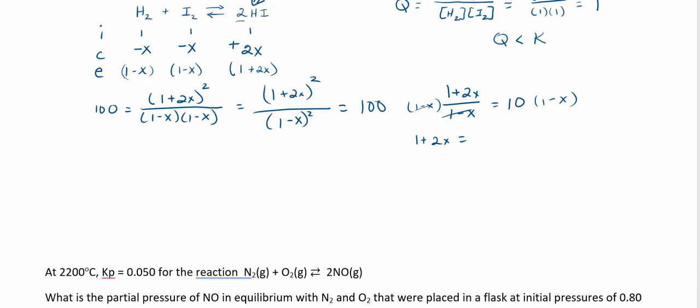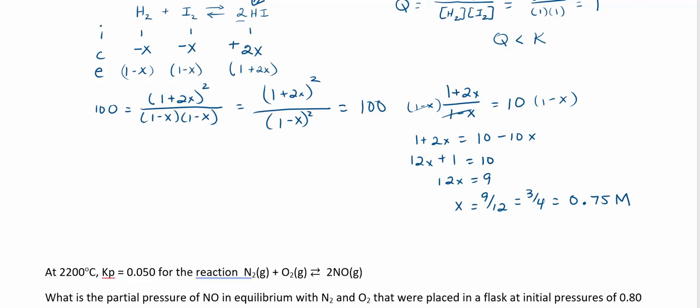I'm going to distribute that through. So 10 minus 10X. I need to gather all of my X's on one side, not on both sides. So I'm going to add 10X to both sides, which gives me 12X plus 1 equals 10. Subtract this 1 from both sides, get 12X equals 9. So X is equal to, when I divide both sides by 12, 9/12. Well, 9/12 is the same as 3/4, which is 0.75. Now we are calculating in molarity.